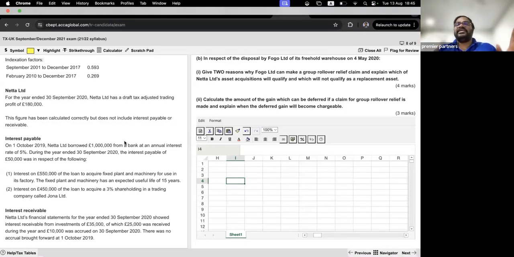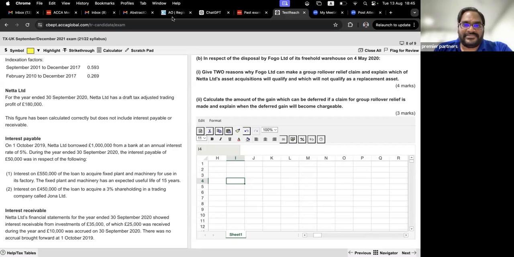These three points we need to explain because they are allowing 4 marks. If we just say the plant and machinery qualifies, we are in trouble. We need to write something to get 4 marks. Are we clear? These 3 points we have to write. Great.